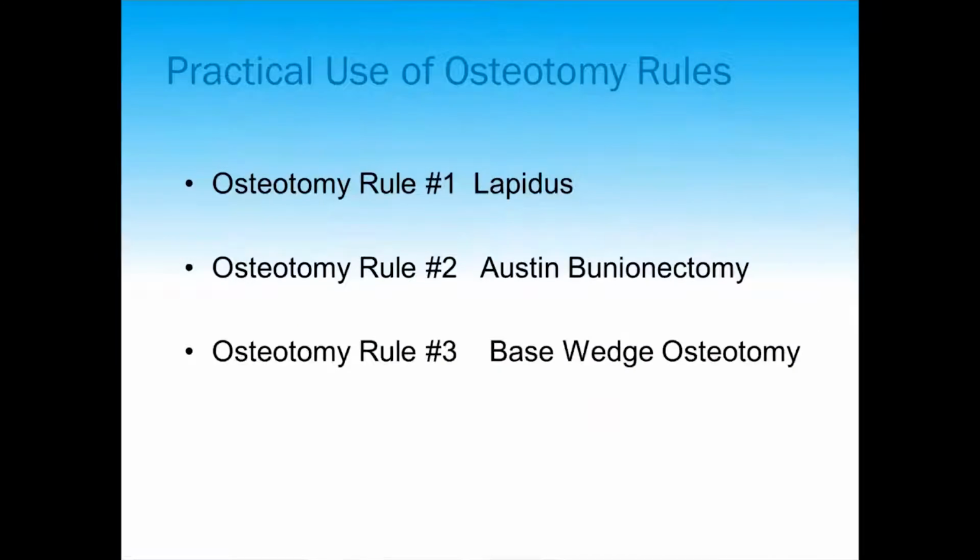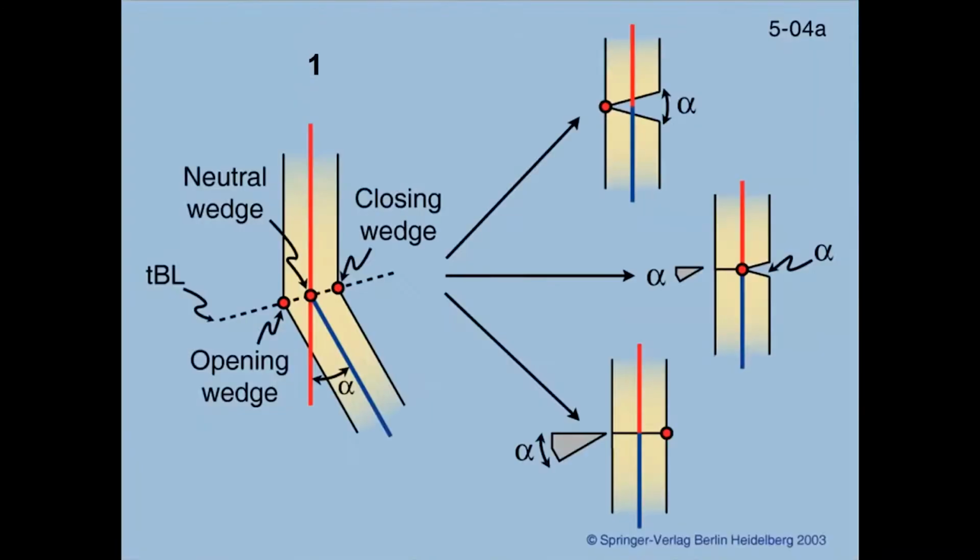So it's important to learn where you need to create your osteotomy. These are called the Osteotomy Rules, and I'm going to take you through these 3 rules, which are very important to understand why we do what we do, and how we do the procedure affects, of course, your overall deformity correction and alignment.